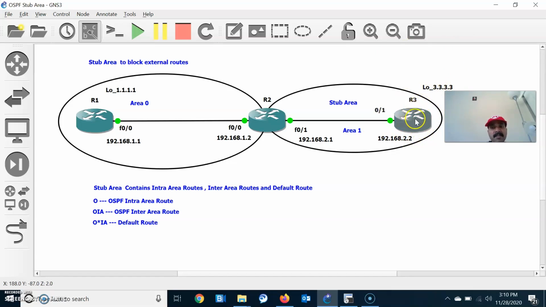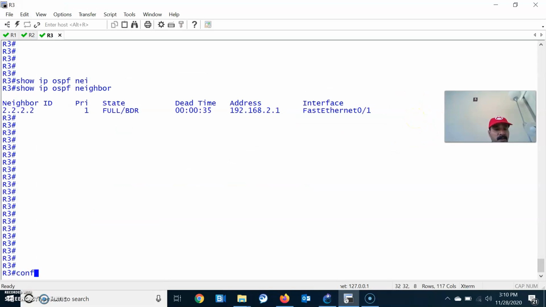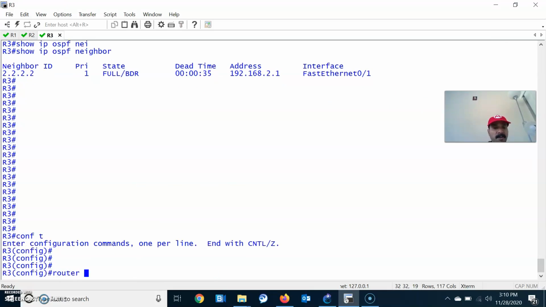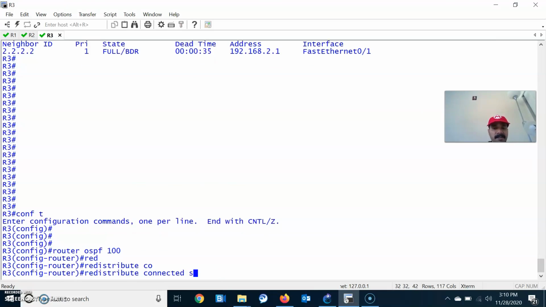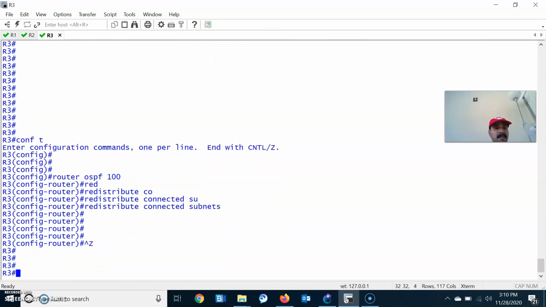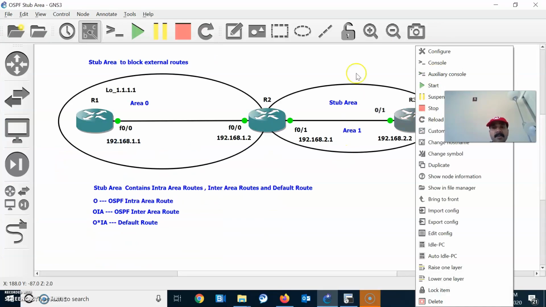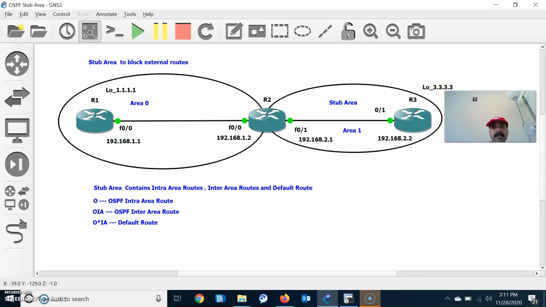R3 I'm going to configure as an ASBR. So how can we do that? Go to the configuration mode, router OSPF 100, and redistribute connected subnets, right? So I'm going to redistribute this 3.3 as a connected interface on R3. So R3, as an ASBR, will redistribute these external routes into the domain.